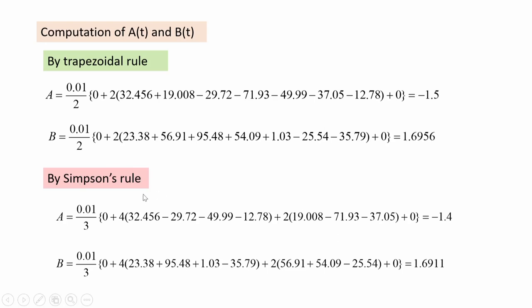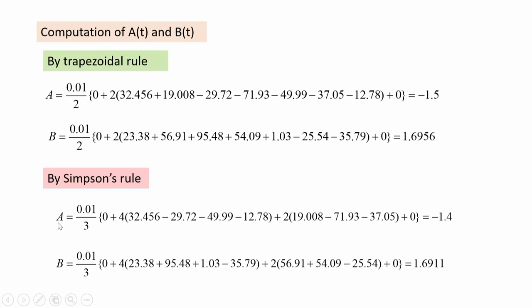Now if we apply Simpson's rule, which is replacement of the curve by piecewise segments of parabola, then A is delta T by 3. So delta T is 0.01 divided by 3, and inside the second bracket I have used Simpson's rule: first ordinate plus last ordinate, then 4 times the sum of the even ordinates that I have written here, plus 2 times the sum of the remaining odd ordinates. Similarly, B is found out, where A is the integral of f tau cos omega n tau, and B is the integral of f tau sin omega n tau.